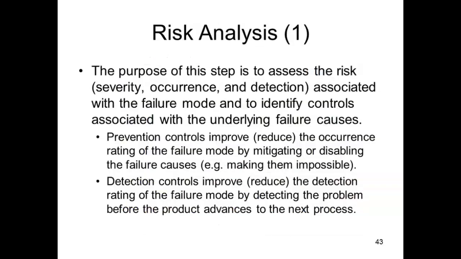Risk analysis: we're assessing the risk associated with the failure mode and identifying controls associated with the underlying failure causes. Prevention controls reduce the occurrence rating, and by the way, lower is always better. It's on a 1 to 10 scale. 1 is best, 10 is worst in all cases. It mitigates or disables the failure cause. Detection controls improve the detection rating by detecting the problem before the product advances in the process.